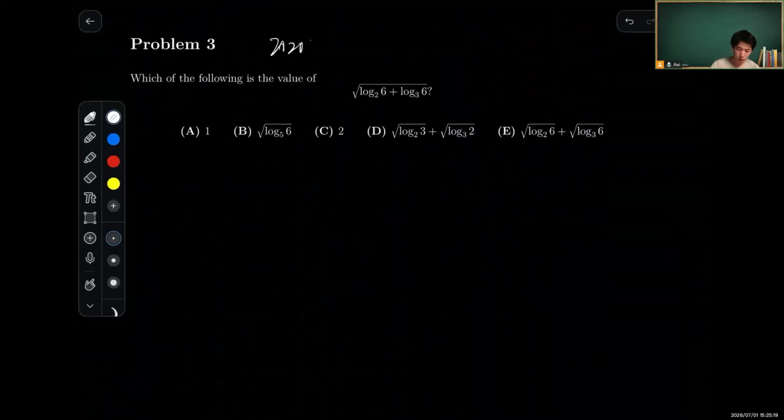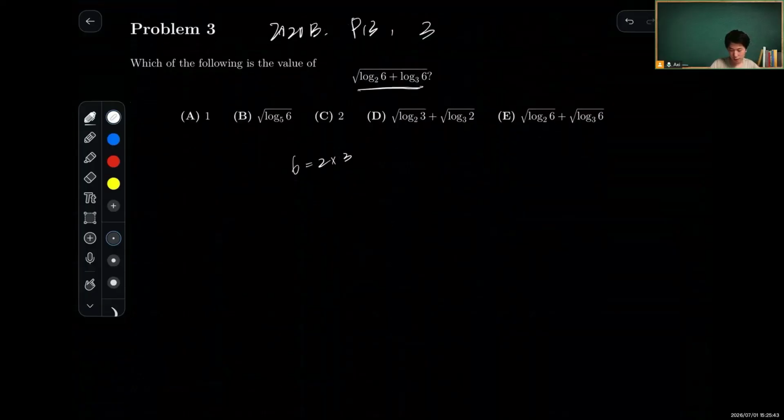This is from 2020B, problem 13. I originally gave this a difficulty of 2 again, but I think it's worth 3 actually. It requires a little bit of exploration. Try it out. I hope the first thing you notice is that 6 is equal to 2 times 3. That means we can try working around inside this thing. Let's just denote this as square root of s.